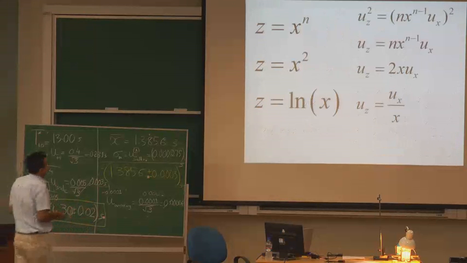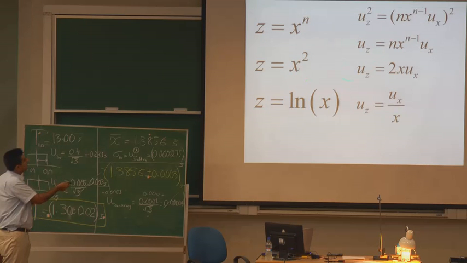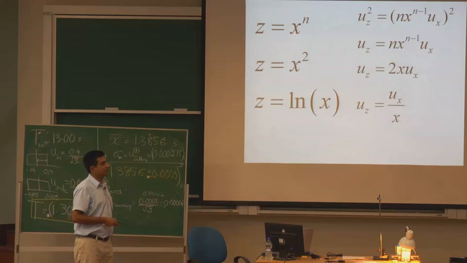Okay? It's not difficult. For example, if z equals x squared, I take the derivative with respect to x, I get 2x. I multiply this with the uncertainty, I get the uncertainty in z. Yes? You don't get anything?